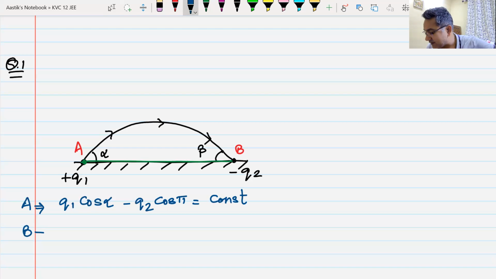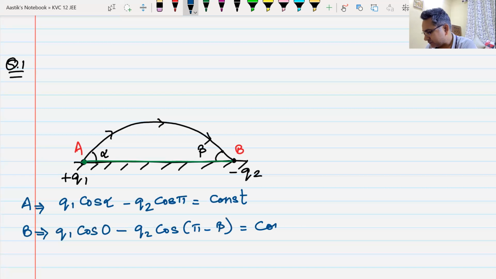Then if I apply the same equation at point B, the line joining A with point B is going like this. It makes an angle 0. The line joining B to that electric field makes an angle of 180 minus pi. So it looks like this: Q1 cos 0 minus Q2 cos of pi minus beta is constant. And this constant, because they are on the same electric field line, is the same. So now you equate the two.